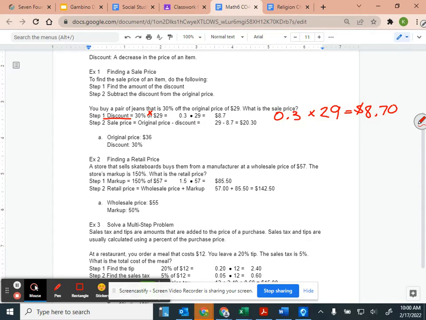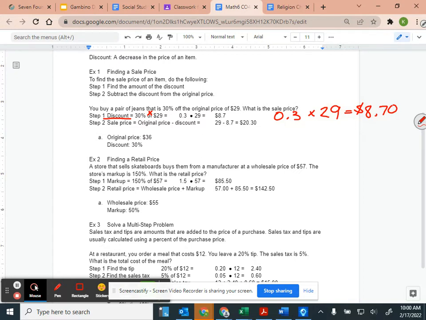Because when we deal with money, we always want to go to that hundredth place. We wouldn't say $8.7. That's not how we talk. This is real life. We say $8.70. So we have to go to the hundredth place.